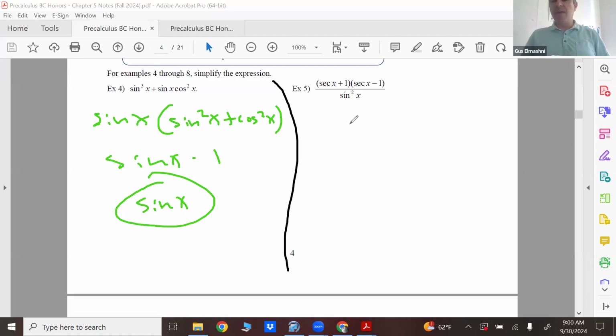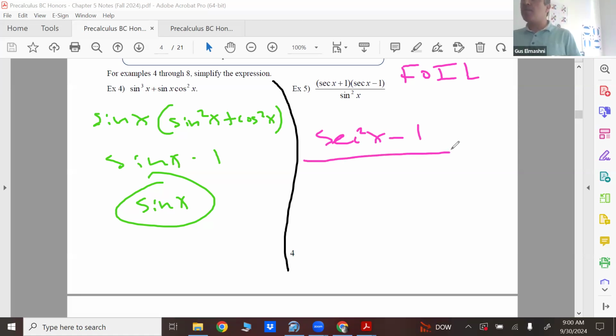All right. Now 5, I probably should FOIL, right? First, outside, inside, last. So if I do that, I should get secant squared x. And then I kind of know the middle term's going to cancel. How do I know the middle terms will cancel without actually doing it? Yeah, can you see the plus 1 minus 1? That's the difference of 2 squares, right? That's how we expect that to factor.